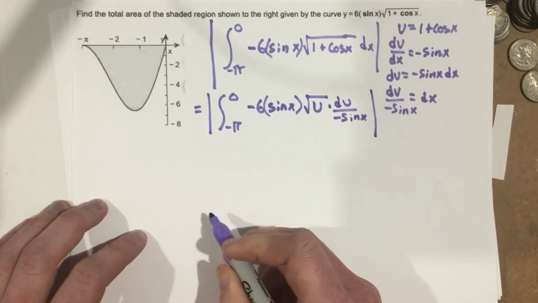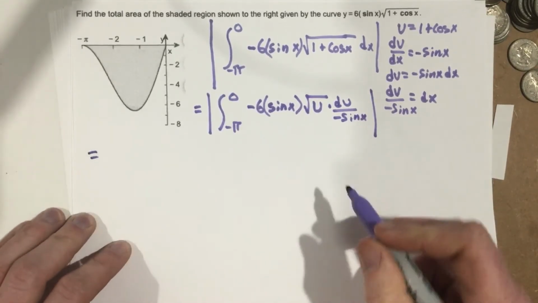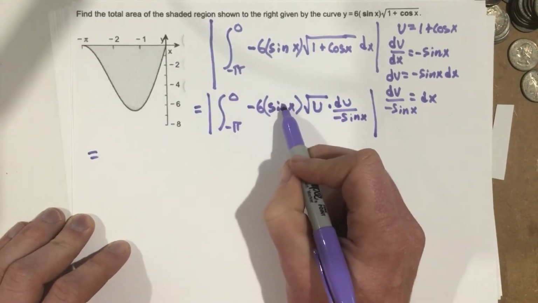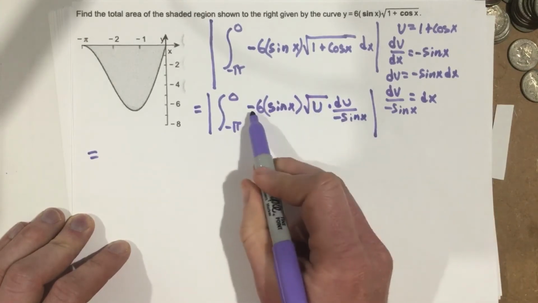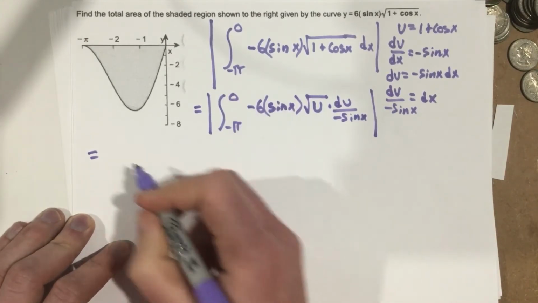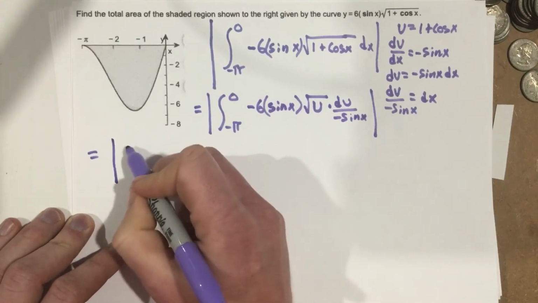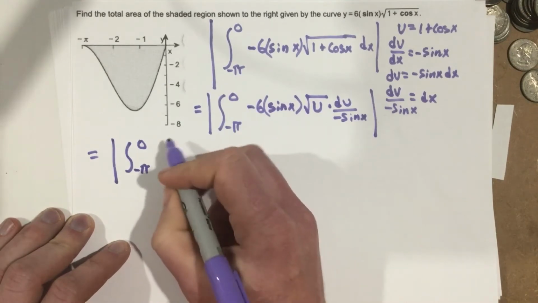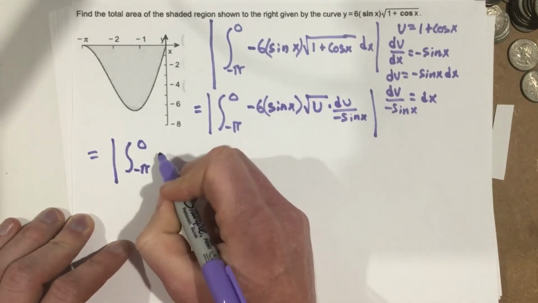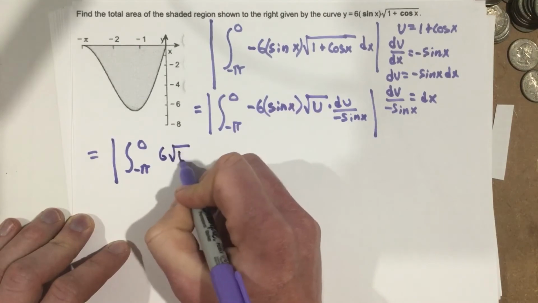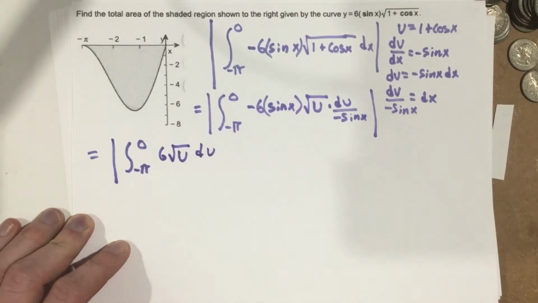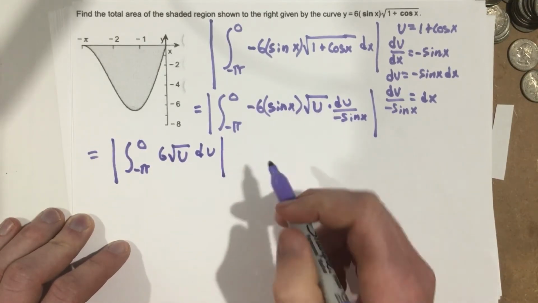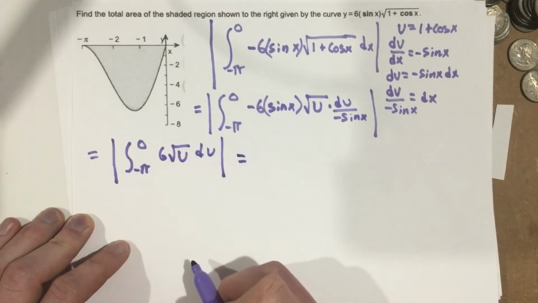Remember, we're taking the absolute value of that. That's going to equal, the sine x's cancel, right, because we have a sine x in the denominator and a sine x in the numerator. They cancel, and the negatives also cancel, so we're left just with 6. So we have absolute value of the integral from negative pi to 0, and we'll end up with 6 root u du. Now we haven't taken the integral at all of this yet. We've just done a little bit of algebra for our substitution. So now we're actually going to integrate.